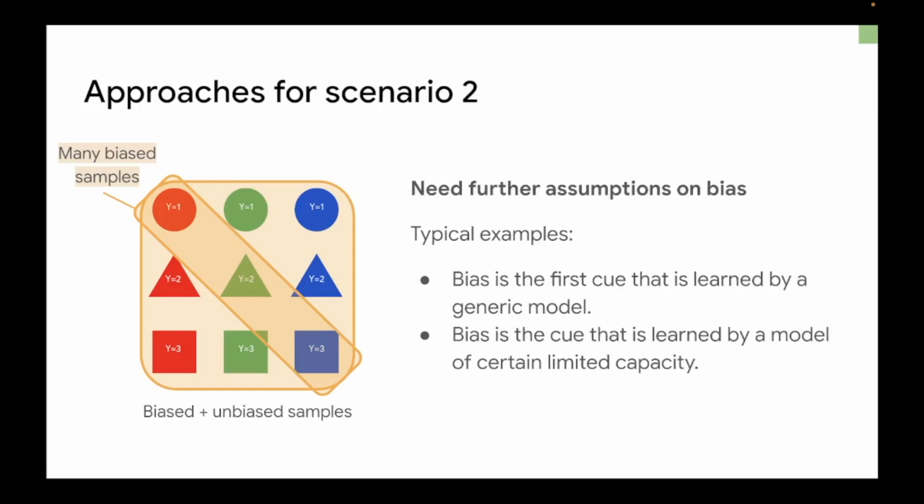To solve the problem here, we need further assumptions on bias, actually. A typical example of such an assumption is that the bias is the first cue that is learned by a generic model. Because the bias is something that is super simple to learn, the model likes to learn that first and then perhaps learn the other cues later on in the training stages. Or the bias can be the cue that is learned by a model of certain limited capacity. Again, it's a simple cue, so a model with even simple limited capacity can learn that signal.